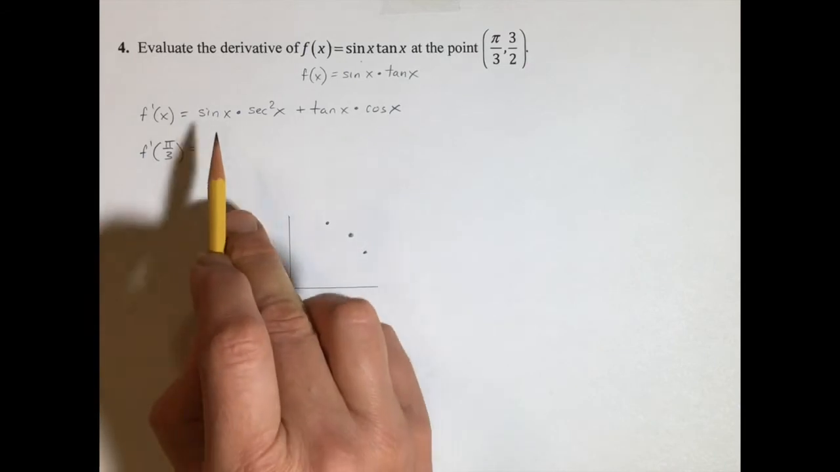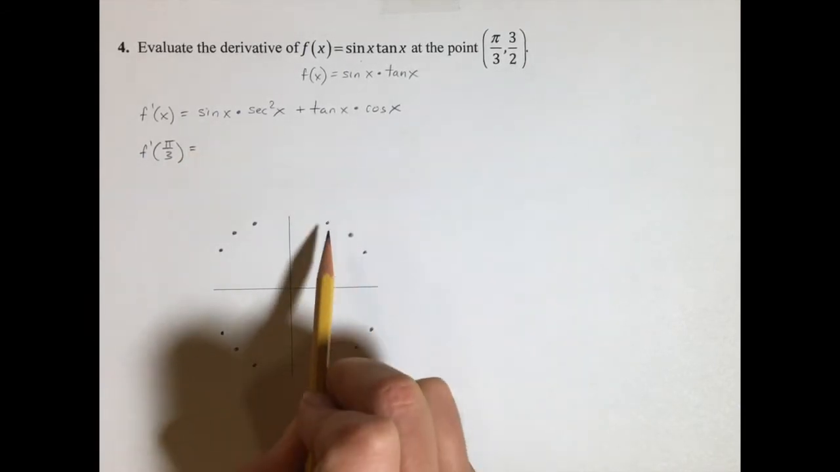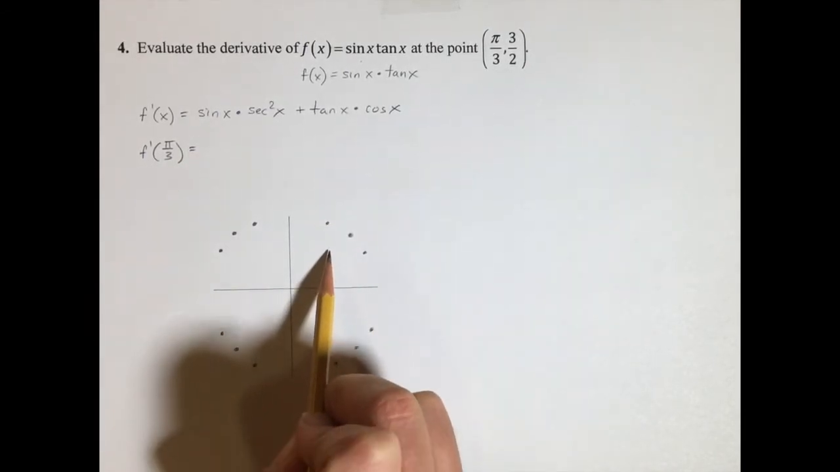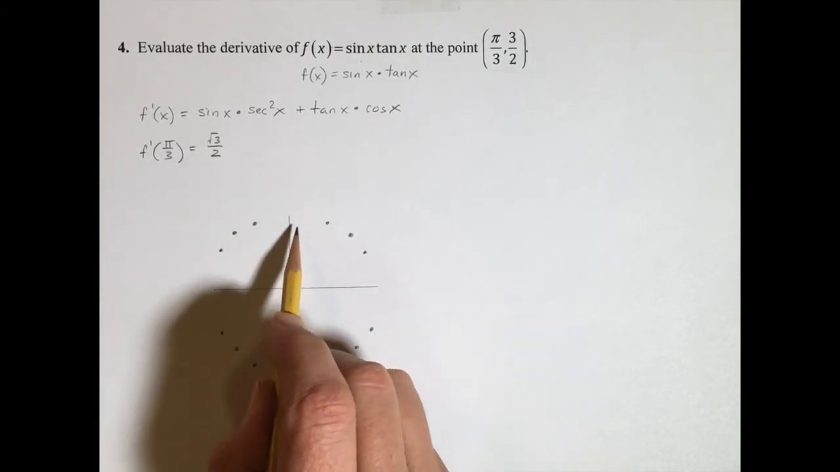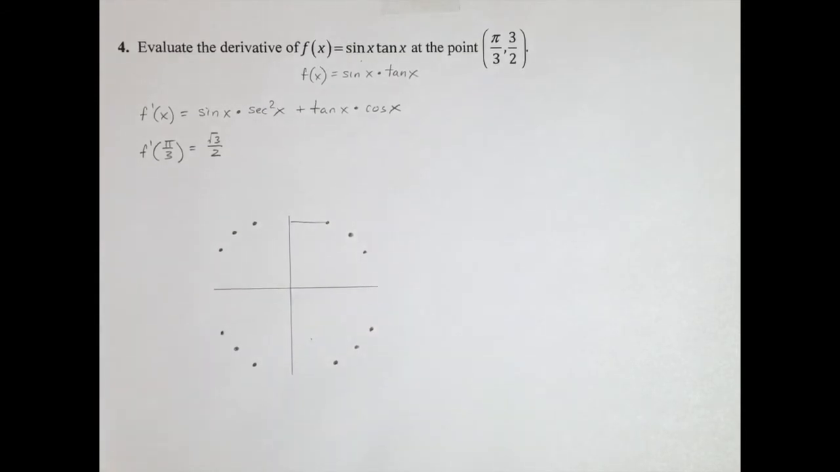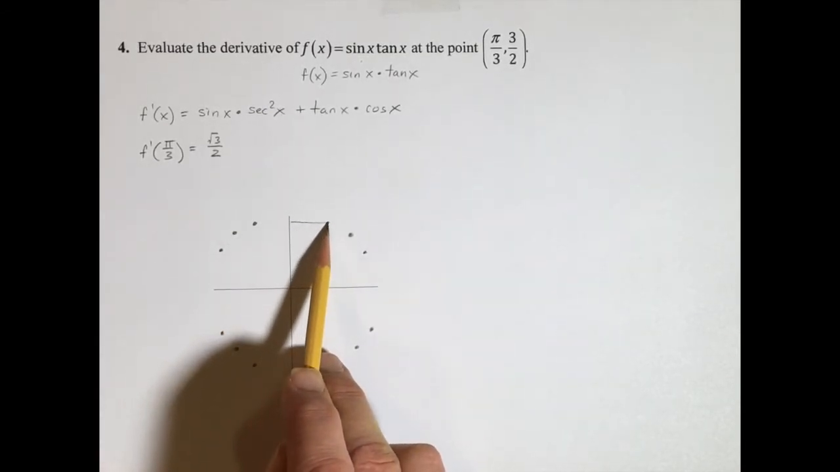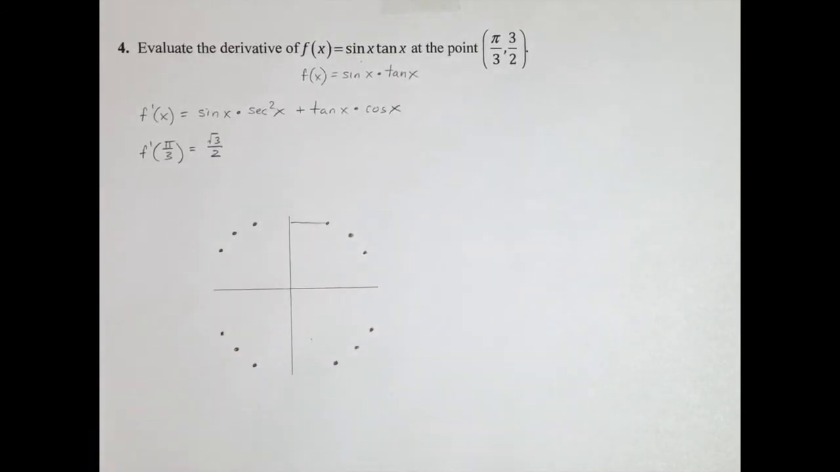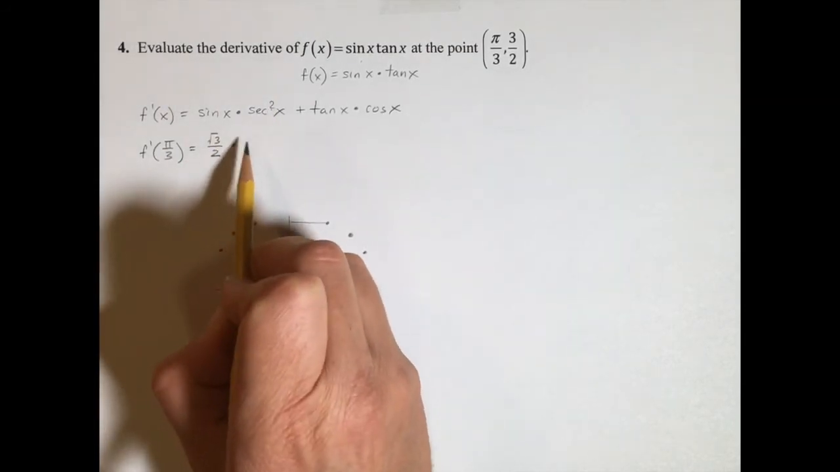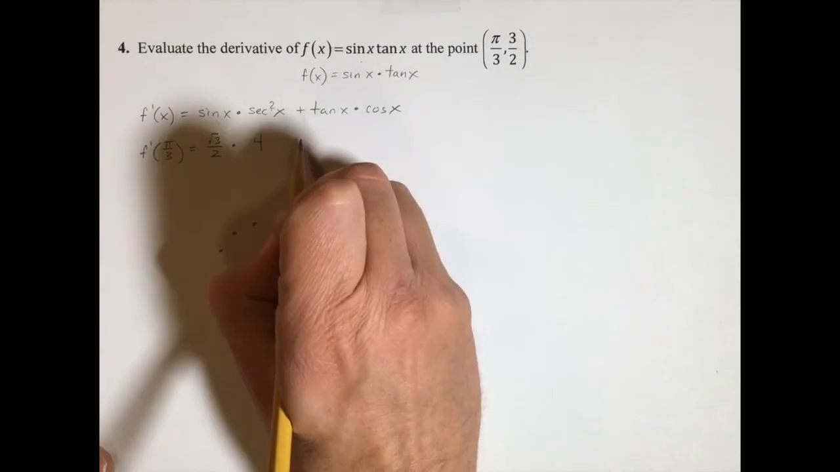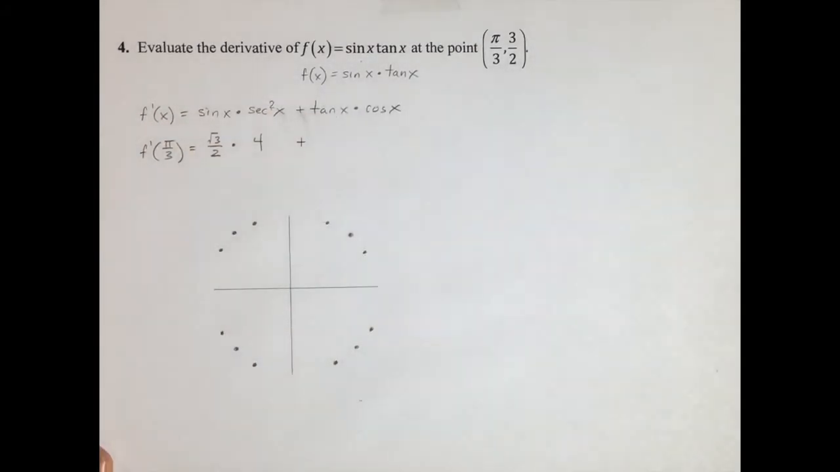So let's first think about what sine of pi over 3 is. Here's pi over 3. Sine is how high it is. It's radical 3 over 2. Before we think about what secant of pi over 3 is, we need to consider what cosine of pi over 3 is. And cosine of pi over 3 is 1/2. If cosine of pi over 3 is 1 over 2, then secant of pi over 3 is 2. And of course we need to square that. 2 squared is 4. Then we're going to add tangent of pi over 3.